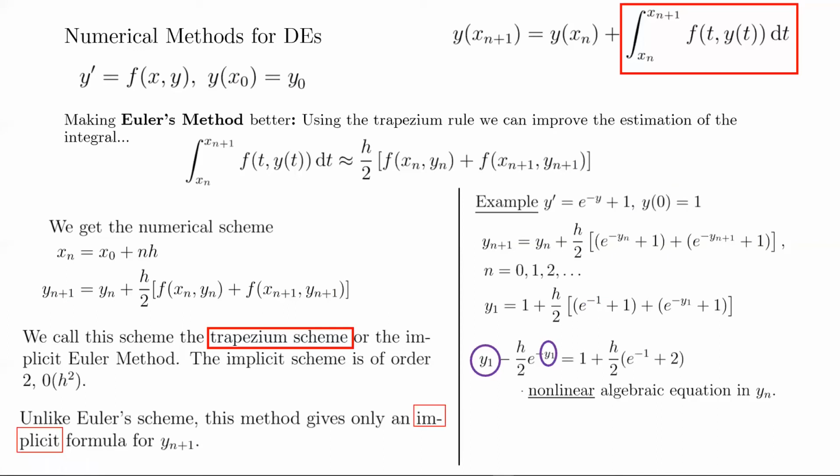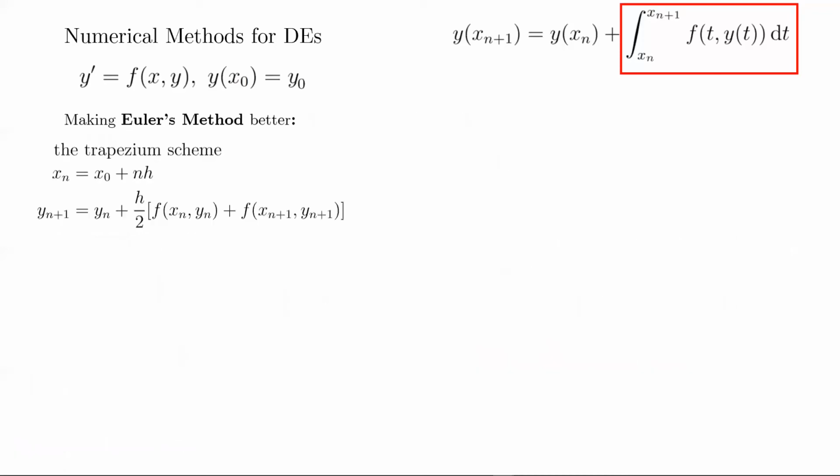This is actually possible if I wanted to use some iterative algorithm. So I can just guess the value of y1 and see if this equation is true or not. But that becomes very tedious and time-consuming. So the trapezium method is implicit, which makes finding the updated value of y challenging. So really what we want is an improvement of this trapezium scheme, which is explicit.